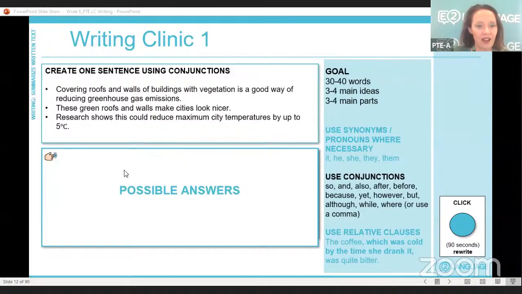So let's try this one. I'll give you 90 seconds now to write in the chat box.